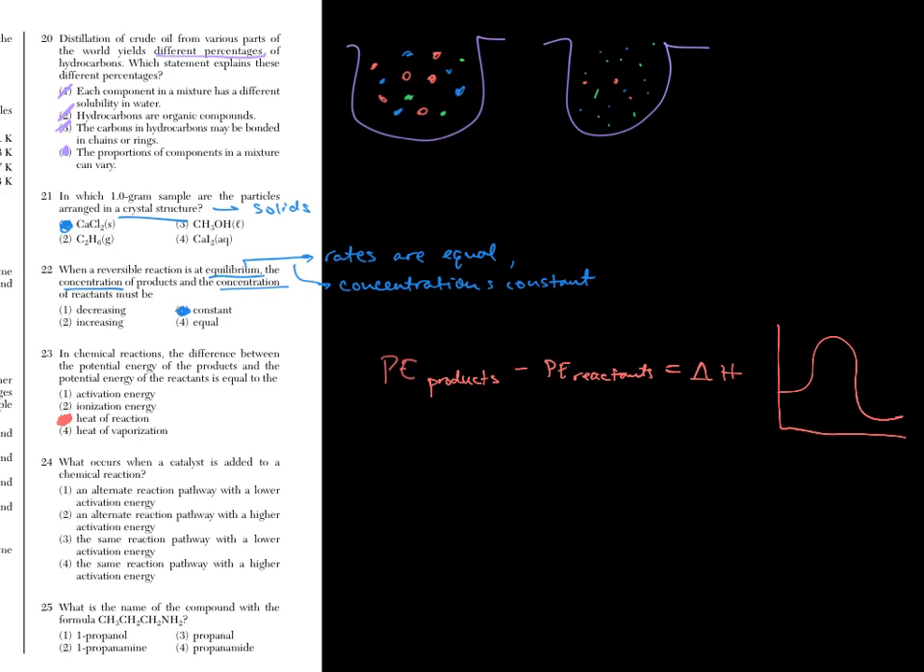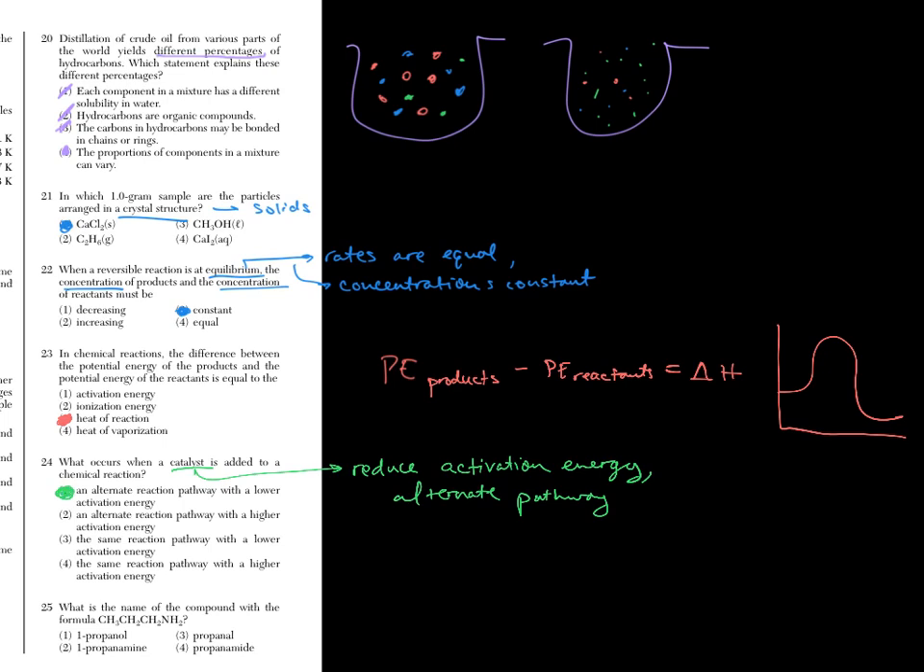Number 24. What occurs when a catalyst is added to a chemical reaction? So the purpose of the catalyst is to reduce the activation energy. And how does it do it? By finding an alternate pathway. So an alternate reaction pathway with a lower activation energy, choice 1 is our answer.